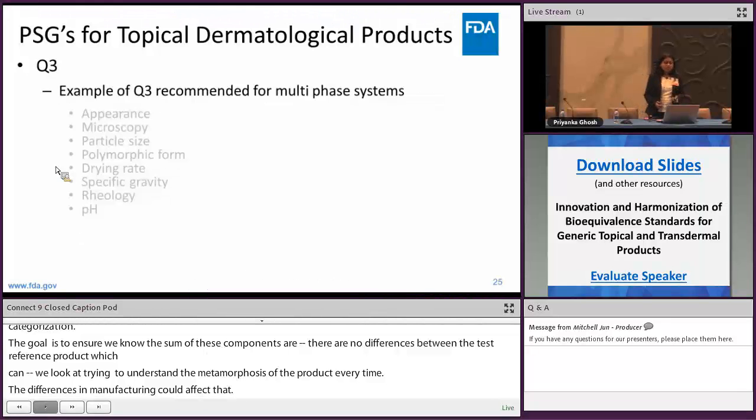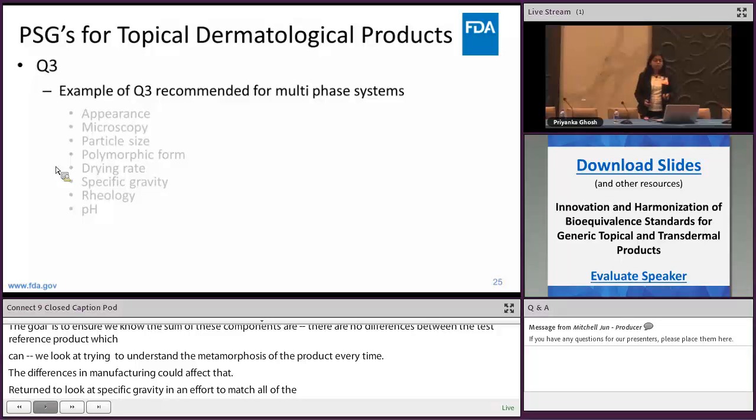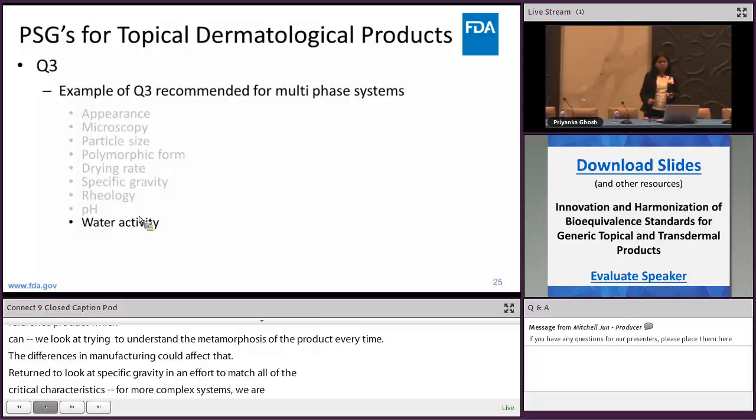For more complex systems, such as multiphasic systems, we are of course interested in all the components that I talked about already on the previous slide, but we are also interested in understanding water activity, specifically for when formulations have less than 50% water, because differences in manufacturing process could lead to differences in that encapsulation of the water in your formulation, which in turn could lead to differences in the metamorphosis of the formulation.